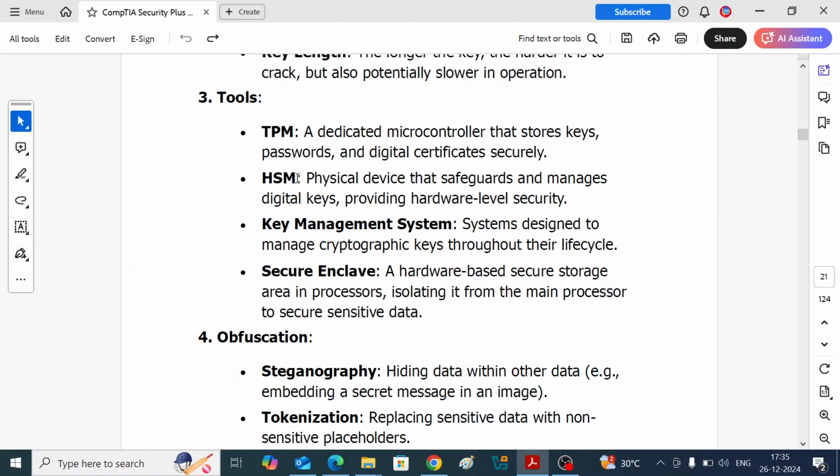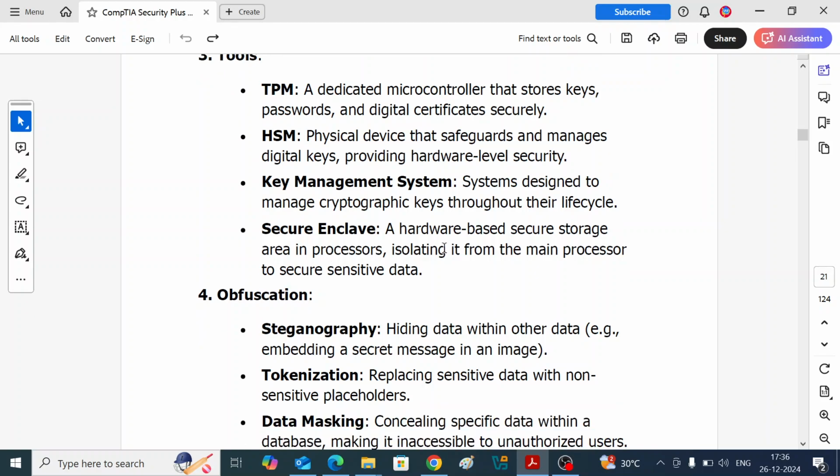Okay, then we have the next concept, which is called a key management system. These are systems designed to manage cryptographic keys throughout their life cycle. That's all you need to know. Then secure enclave, a hardware based secure storage area in processors, isolating it from the main processor to secure sensitive data.